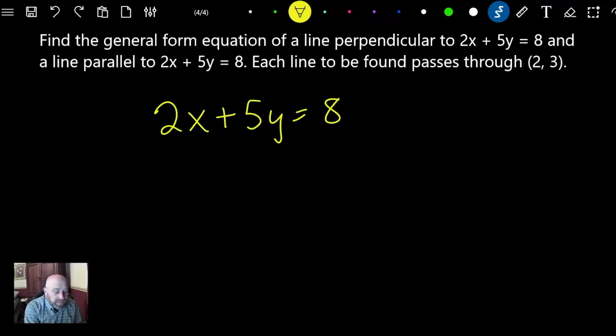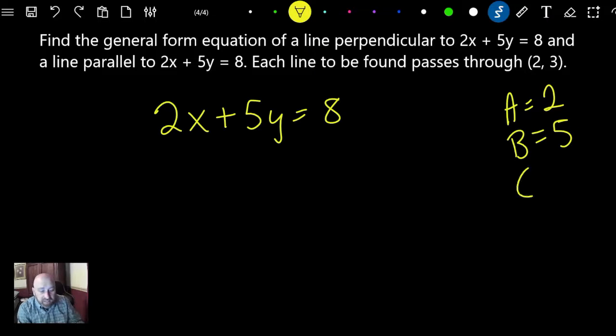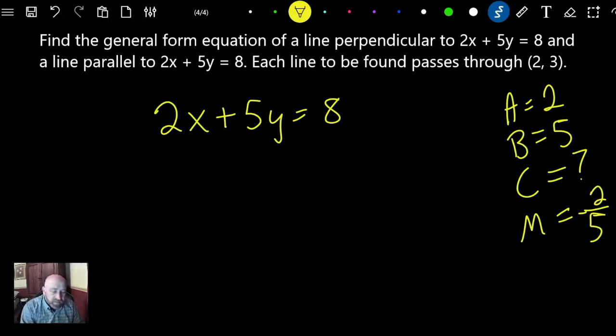So a stays the same. So a equals 2. B stays the same. It equals 5. The c equals, that's what we don't know. And then the slope stays the same. So the slope in this case is what? It's -2 over 5. That's our slope. -2 over 5 because it's negative a over b. -2 over 5. So all of these things stay the same. The only thing that's going to change is our c.